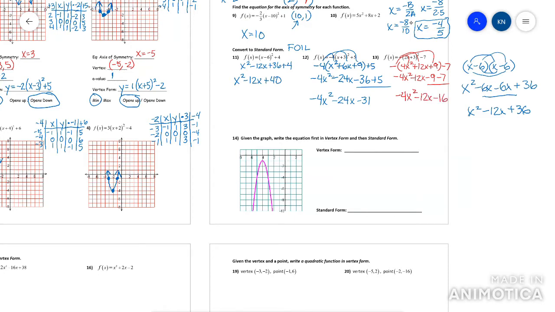Okay, given the graph, write the equation first in vertex form and then convert to standard form. The vertex is negative 4, negative 1.